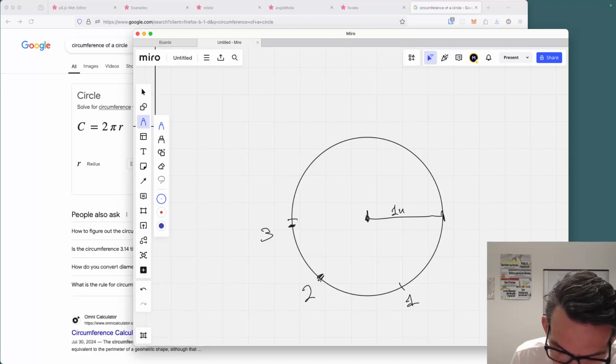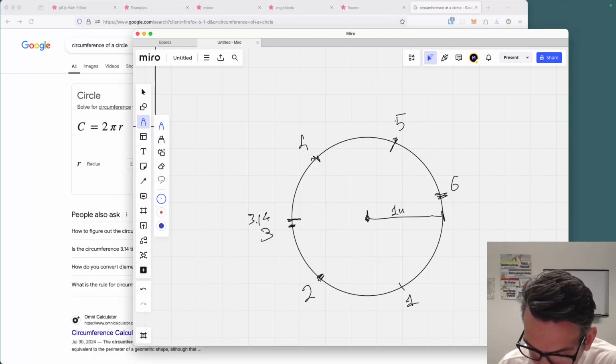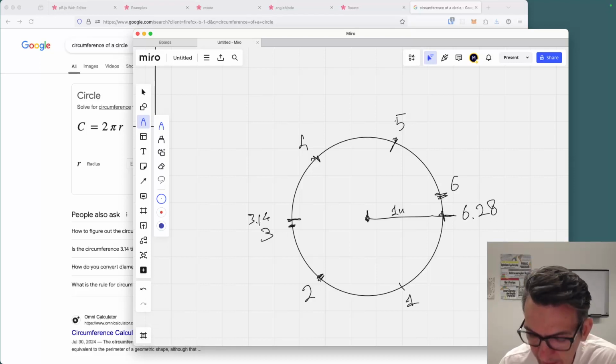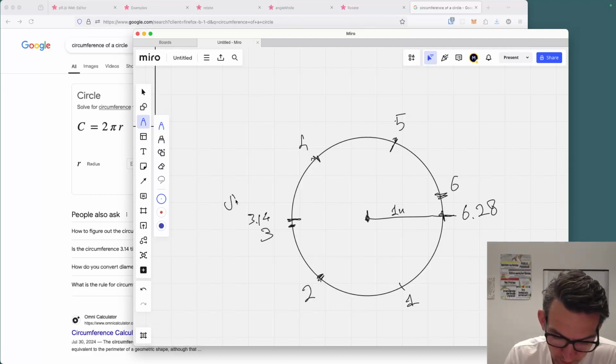So a full rotation, or sorry, half a rotation will be 3.14, something like this. And then you can get to about 4 over here, 5 will be over here, and then 6 will be over here, and then a full rotation will be 6.28, or 2 pi. So here's pi, here is 2 pi.